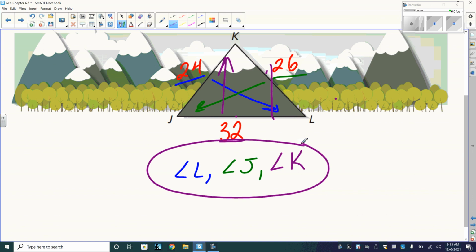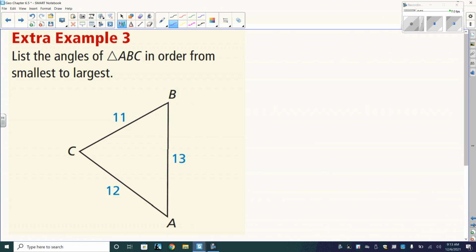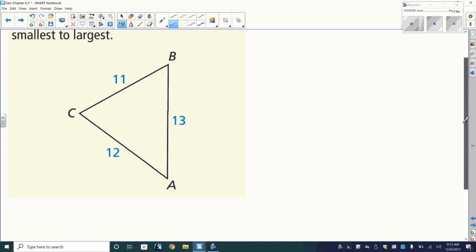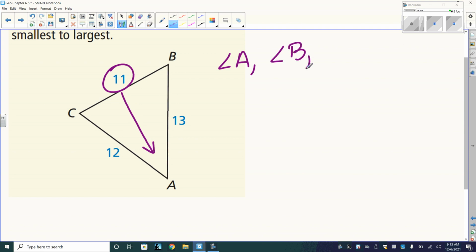Any questions on this here? Let's look at the next one. List the angles of A, B, C in order from smallest to largest. So what's going to be the smallest angle? Because the smallest side is 11. What would our next angle be? And then C.